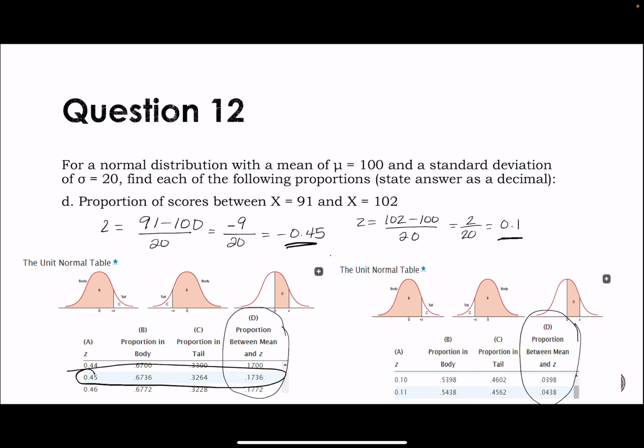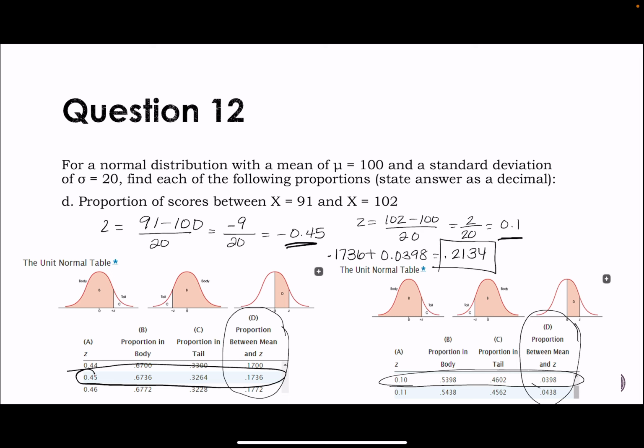0.1736. So we're going to take the 0.1736, and then we're going to come over here to our other one, and we're going to add the proportion from the mean to it, which is going to be 0.0398. And when we add those two values together, we get 0.2134, and this would be our answer.